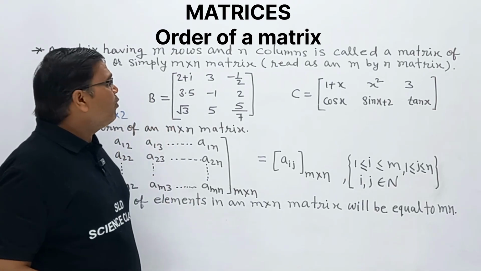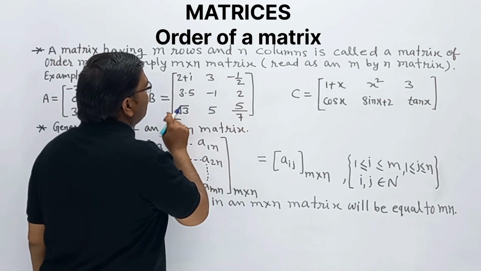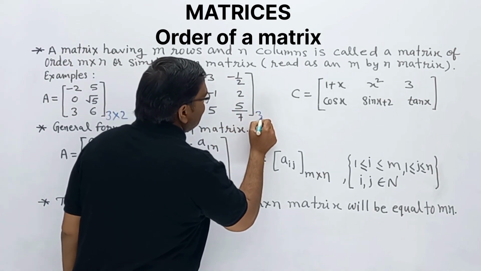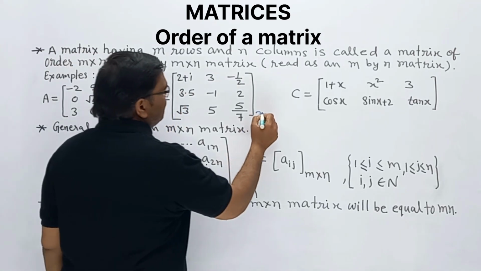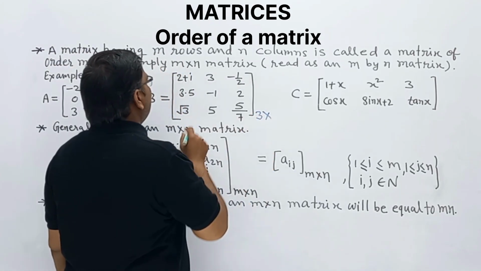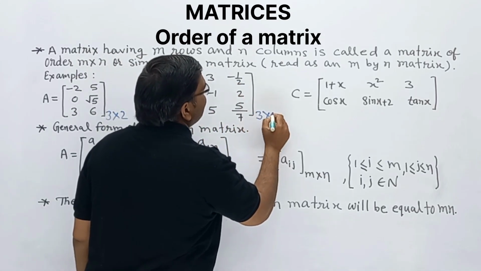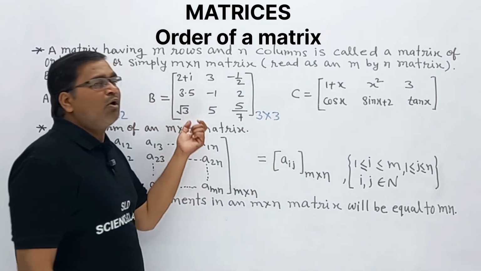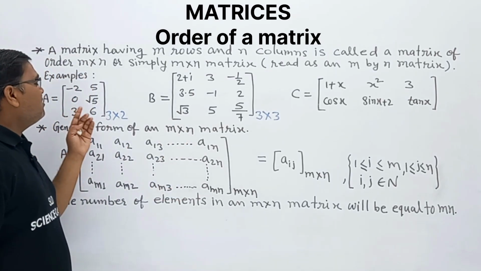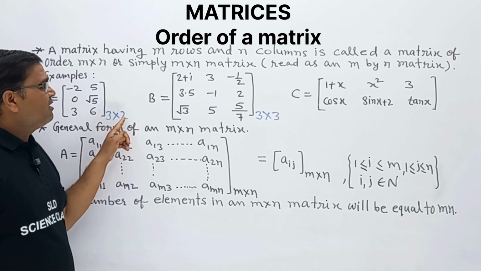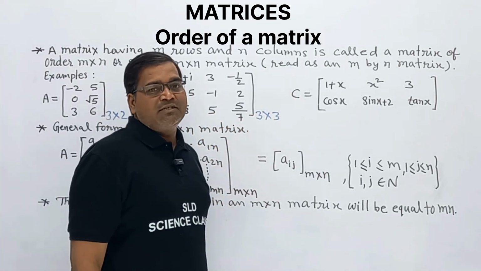Now what about this one? Matrix B, how many rows does it have? 1, 2, 3. First we write rows. 3 rows. And how many columns? 1, 2, 3. So we can say 3 by 3. This one is a 3 by 3 matrix. First one, A matrix is a 3 by 2 matrix. B is a 3 by 3 matrix. And what about C?